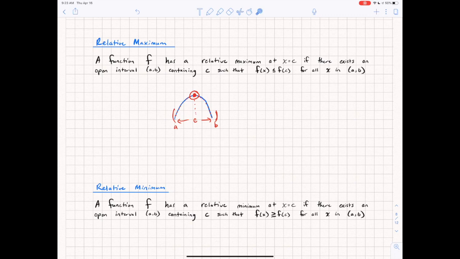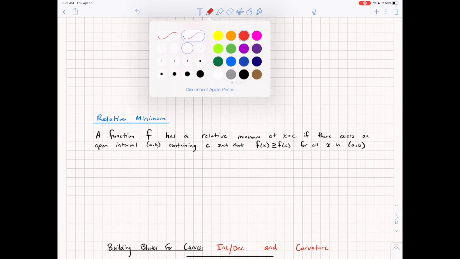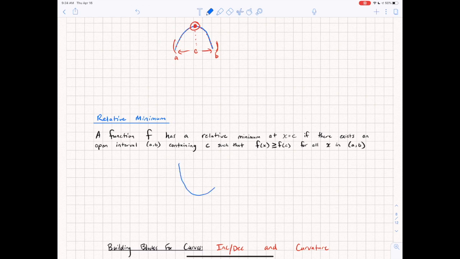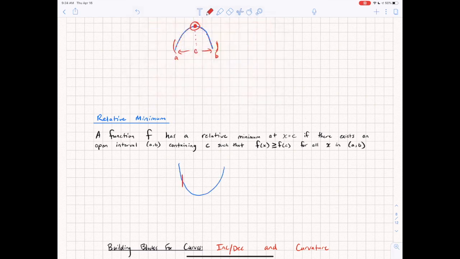All right, and so this works again very, very similarly to the top. If we were to sketch something that we knew had a minimum, I could say, here's my lowercase a, here's my lowercase b. If I was to pick this value c here, which is in this interval, notice that its y value is less than or equal to every other y value in this interval. So that means at c I have a relative minimum.